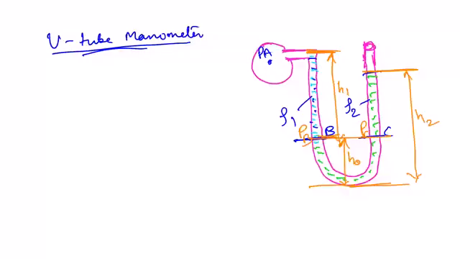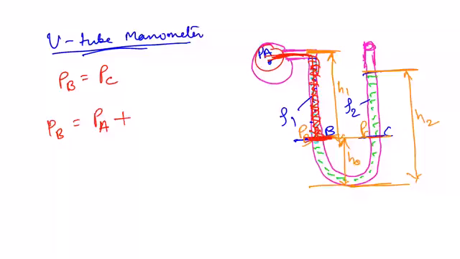Now B and C are at the same height, so the pressure will also be equal, so I can write PB equals PC. Separately I'll find PB and PC, and then equate them. The pressure at B is a result of the pressure PA, which imposes some pressure on this region, and the working fluid also imposes some pressure. So I have to consider both. PA is imposing some pressure on B, plus the working fluid is imposing some pressure.